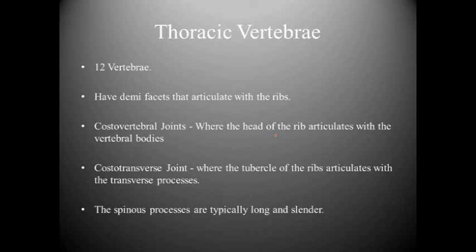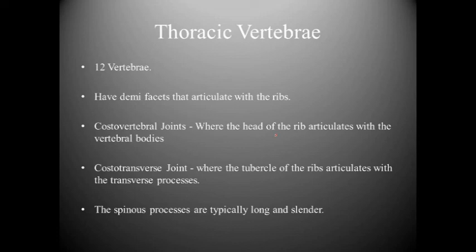The thoracic vertebrae, as the name implies, are the vertebrae that comprise the thoracic area of the body. There are 12 of those vertebrae, and they have demi-facets that articulate with the ribs. We have costovertebral joints, which is where the head of the rib articulates with the vertebral bodies. We have the costotransverse joint, where the tubercle of the ribs articulate with the transverse processes.